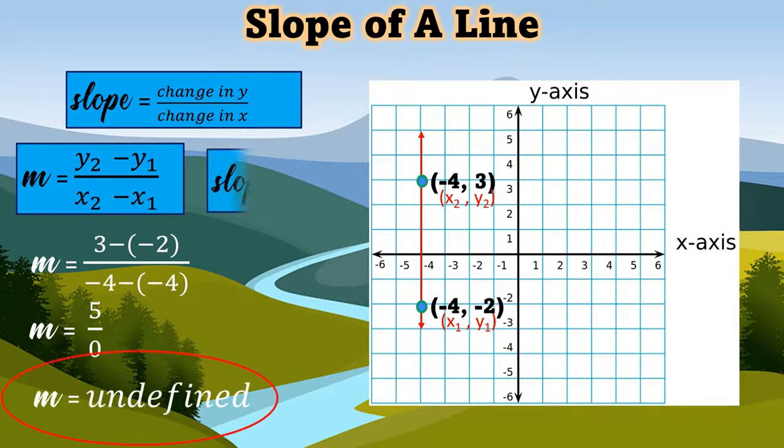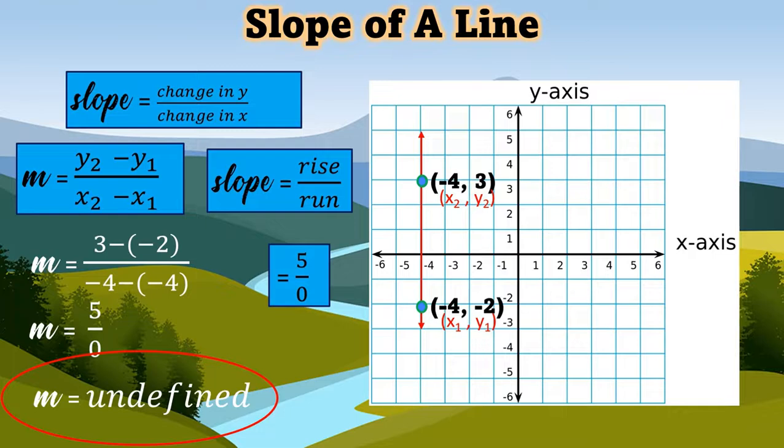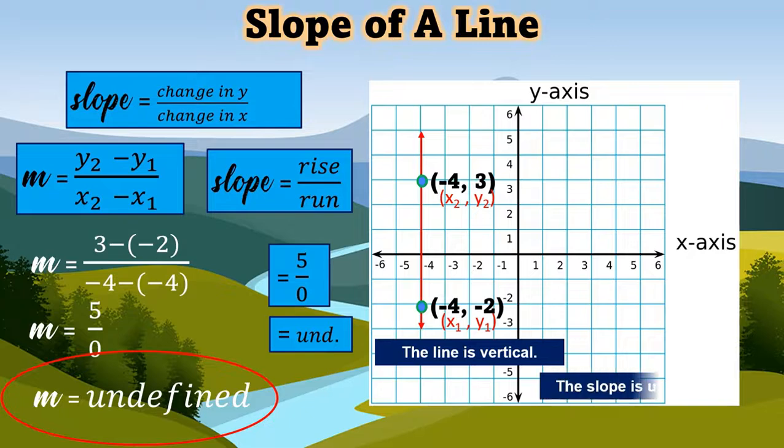Even if we use the concept rise over run, we rise 5 steps, but we do not run anywhere else horizontally, so run equals 0. And again, 5 divided by 0 is undefined. And so, if a line is vertical, the slope is undefined.